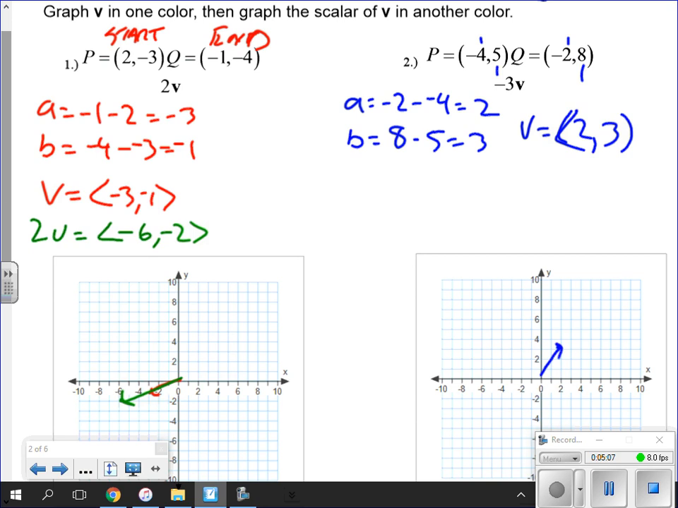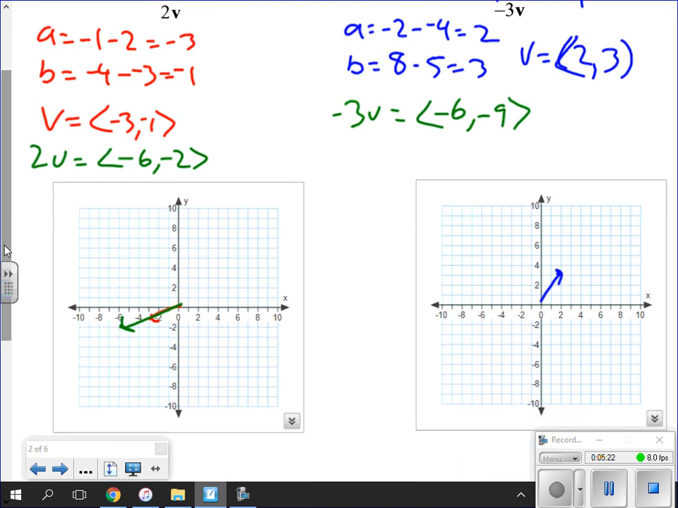There's our vector v. And then if we want to do -3v, all we do is multiply those 2 components times -3. So I get -6, -9. And to graph that, I go to -6, -9.